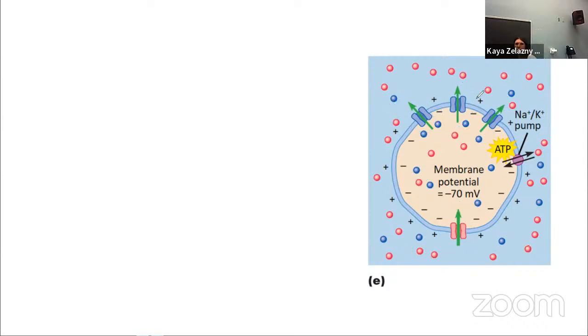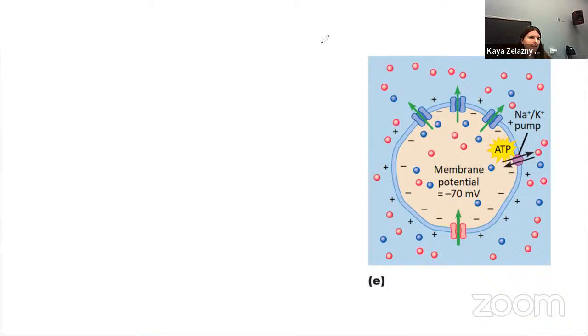And part of the reason that the state is maintained, right? Because we have these channels, our ions are moving through these channels. We just let them move and move and move. This -70 would change, right? As we have some sodium coming in, as we have potassium going out.